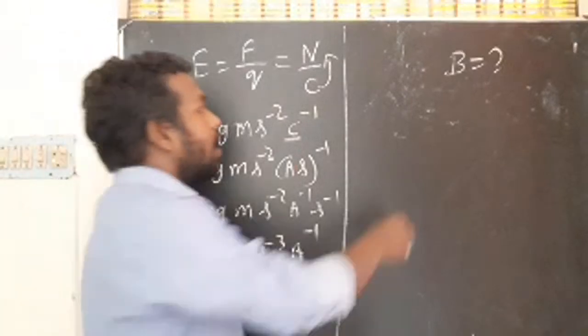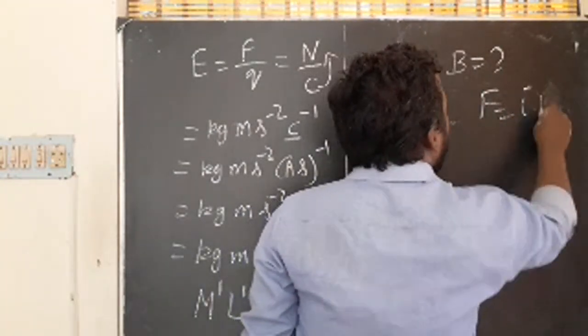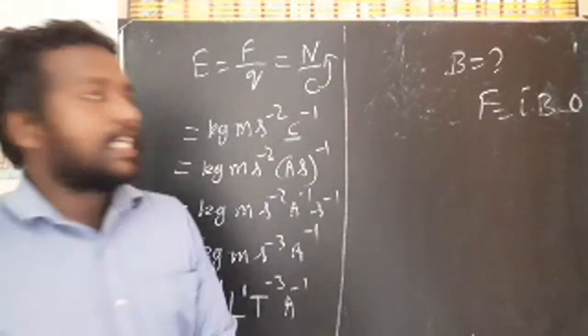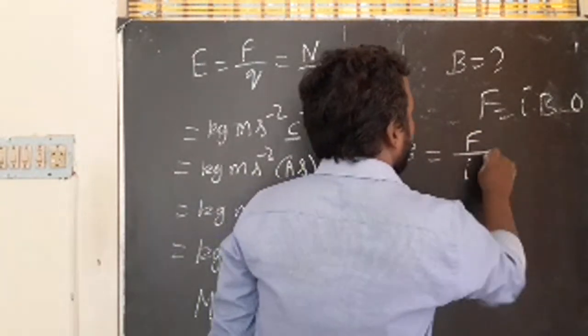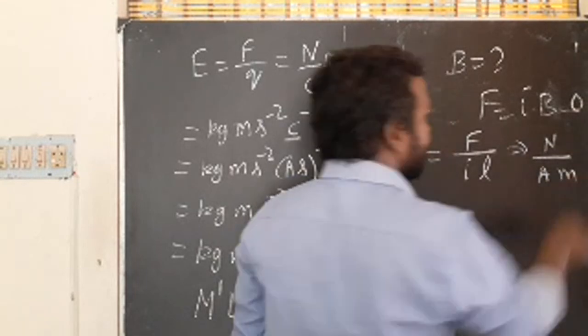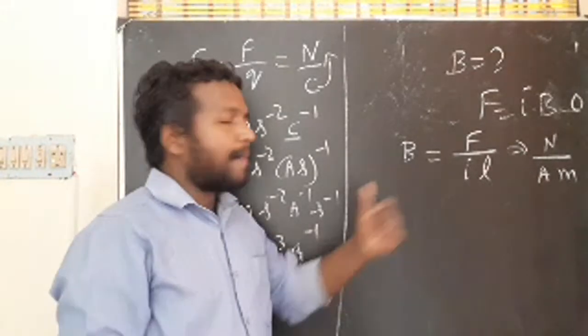According to Lorentz force, which we also learned in 10th standard, F is equal to IBL. We want magnetic field, which is going to be called the Tesla. B we want. B is equal to F divided by IL. What is F? F is the Newton. What is I? Ampere. Length is the meter. So Newton by ampere into meter gives the magnetic field unit.